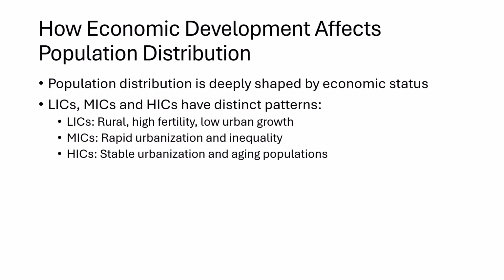So next we're going to be talking about how economic development affects population distribution. Well, the level of economic development in a country has a huge impact on where people live. In LICs, most people live in rural areas with really high birth rates and limited access to jobs or cities. In MICs, urban areas grow rapidly as people move to cities looking for work. And in HICs, most people already live in well-planned cities with access to modern infrastructure. Though these places often face aging populations and shrinking rural towns, they still do have really big megacity populations.